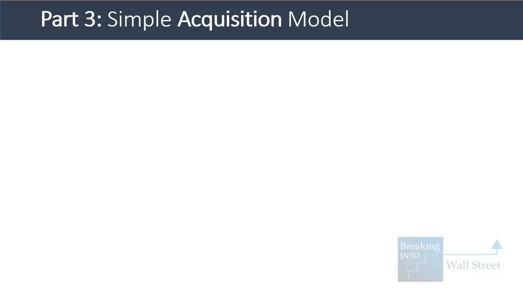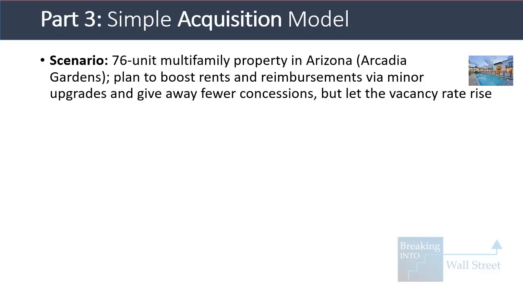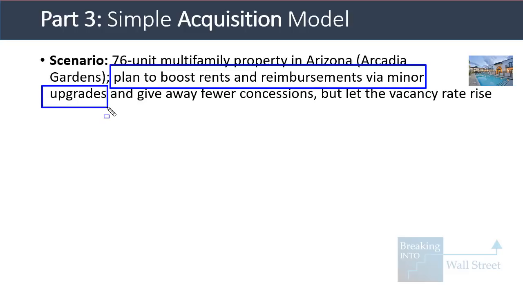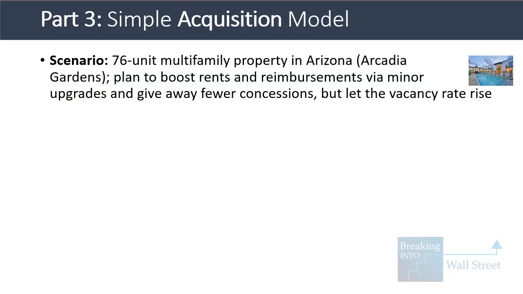Let's look at an example of how this works by going to a simple acquisition model here. We're going to look at a 76-unit multifamily property in Arizona called Arcadia Gardens. Our plan here is to boost rents and reimbursements via minor upgrades, not enough to be a full renovation, just some minor improvements to the property. We'll give away fewer concessions to tenants, such as fewer months of free rent. And in exchange for that, we will let the vacancy rate rise a little bit because we think the benefit of higher rents will outweigh the drawback of a higher vacancy rate.